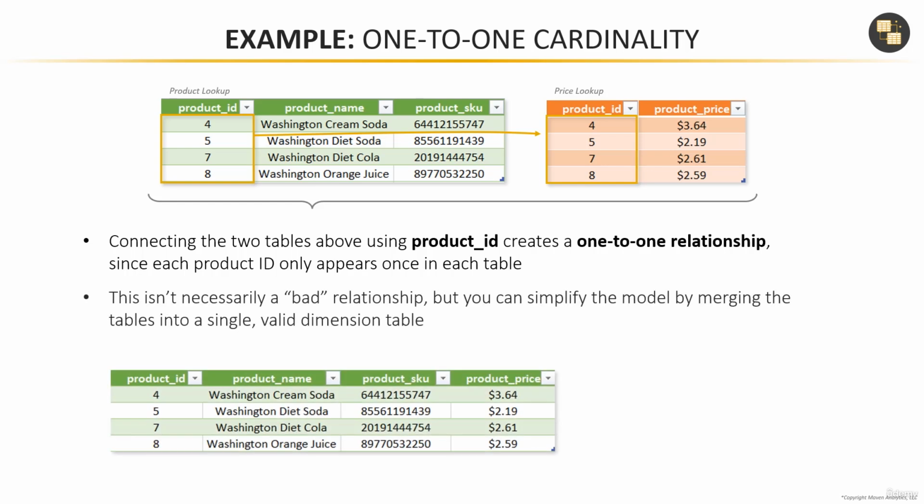Now, there isn't anything wrong with this. It's not necessarily a bad relationship, but you can simplify the model by merging these two tables into one single valid dimension table, like the one you see here. We're essentially pulling that product price field from the orange table into our green product lookup table.